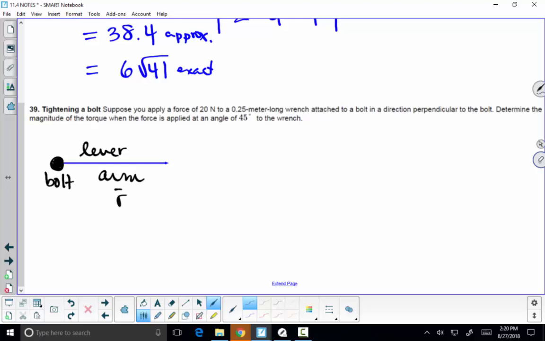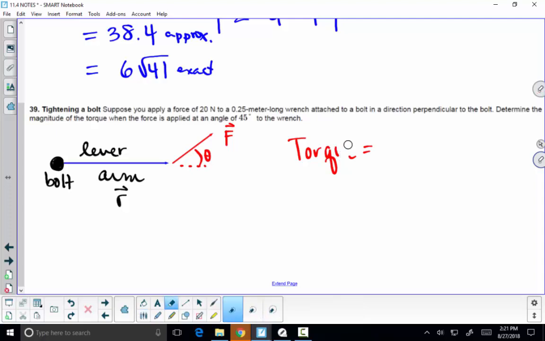Usually we call that vector R, some sort of radius vector coming off the bolt head. And then we're going to apply a force out here at the end of the wrench to either tighten or untighten the bolt. And this is called the force. And the angle that the force is applied at is right there. And torque is a measure of the twisting force. So torque is a scalar, measures the twisting force, and it has units of Newton meters, but it is not work.